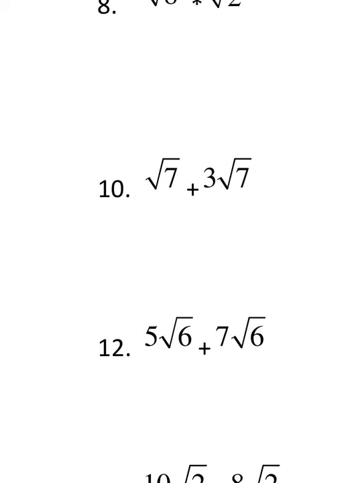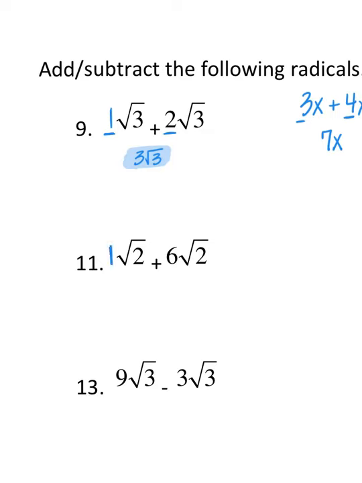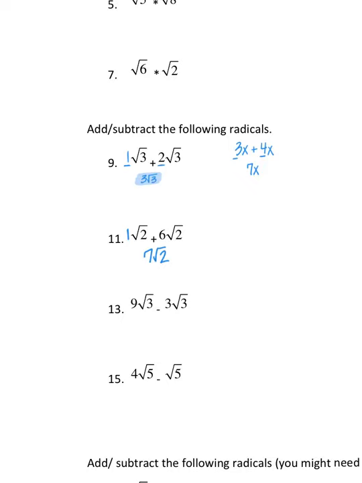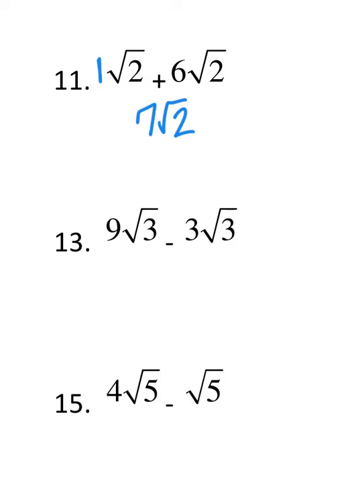Let's look at 10. Again, I'm going to pretend there's a 1 in front. So I have 1 radical 7 plus 3 radical 7 is going to give me 4 radical 7. Pretend there's a 1 there. 1 radical 2 plus 6 radical 2 is going to give me 7 radical 2. Okay? And the same thing goes with the subtraction. So as long as they have the same number under the radical, we can subtract. 9, I'm going to subtract 9 minus 3 is going to give me 6 radical 3. And that's the answer.